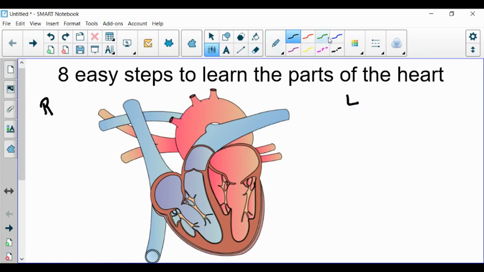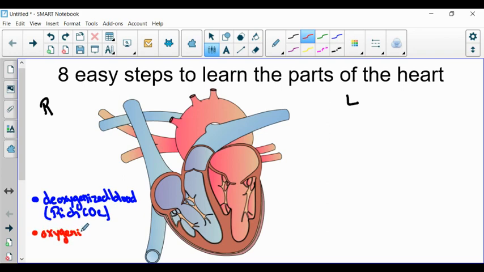Now, another thing to point out, everything that is in blue contains blood rich in carbon dioxide. We also call it deoxygenized blood, which is rich in CO2. And then everything that's in red is oxygenized blood, which is rich in O2.